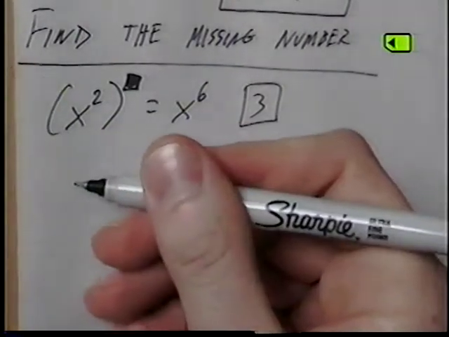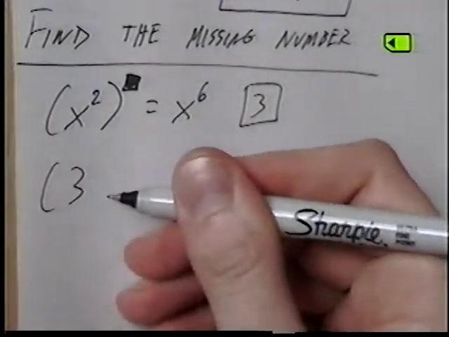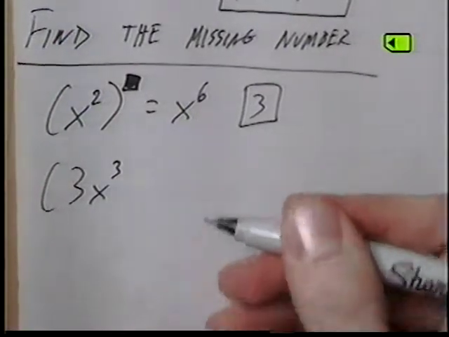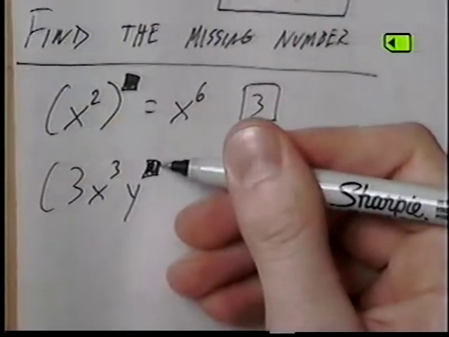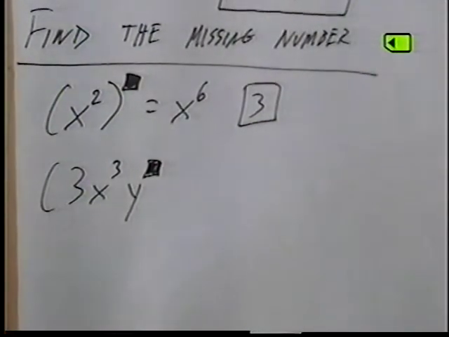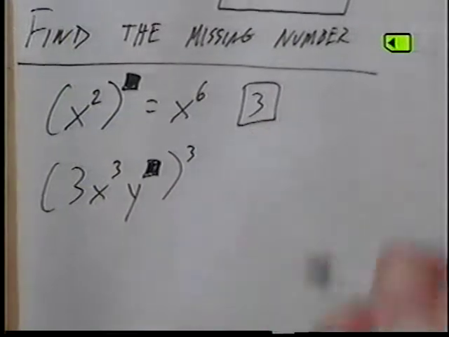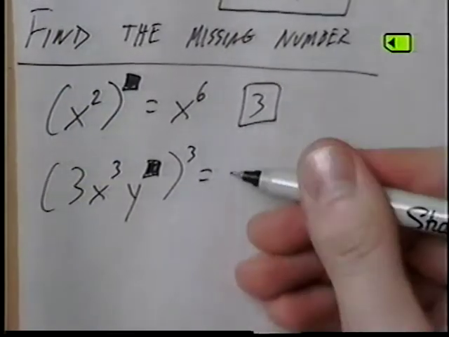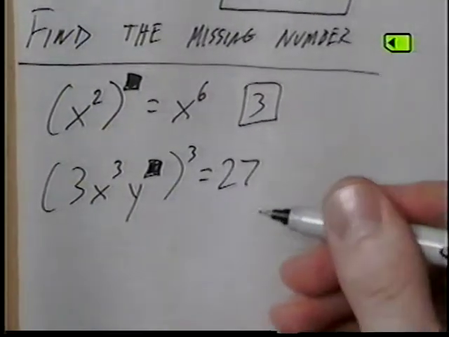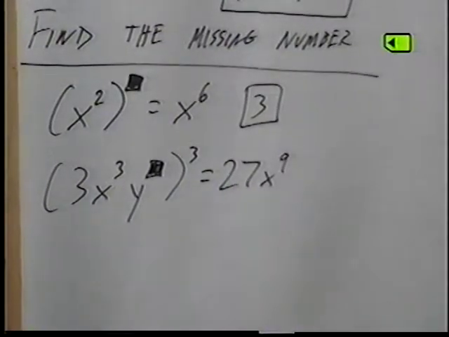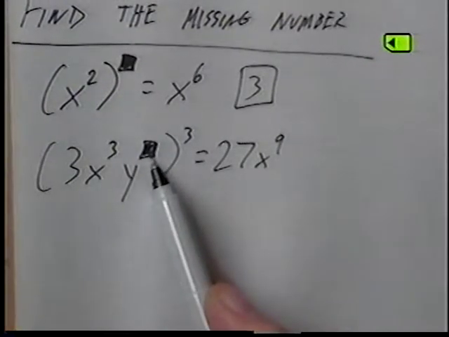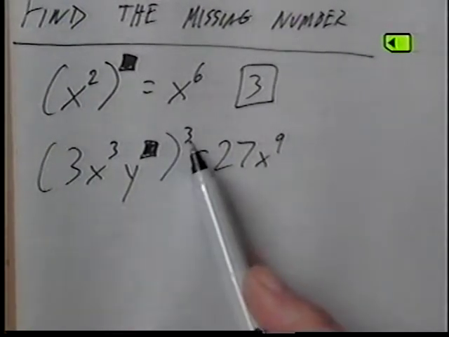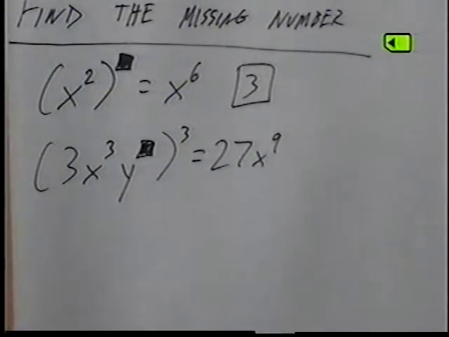Second question. Inside parentheses, 3x to the 3rd power, y to a box that's shaded in. Again, we must find out what this box is equal to. Close parentheses to the third power, and the answer for this is 27x to the ninth. So again, the question is 3x to the third, y to some unknown power, all in parentheses to the third power, and we know it's equal to 27x to the ninth.